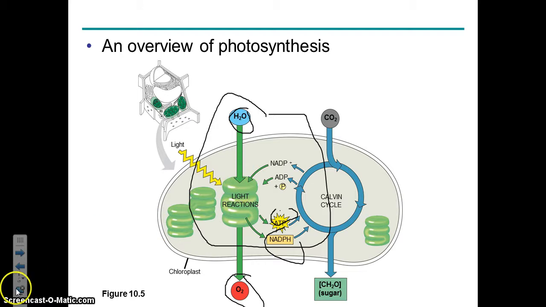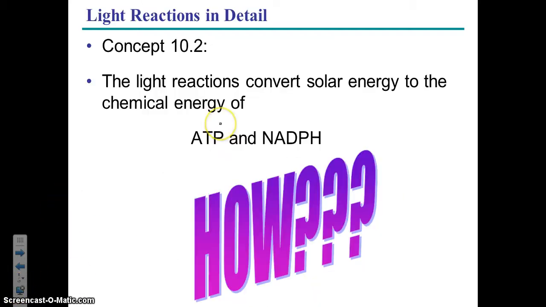And we're going to see the order in which the events occur and how they occur. The overarching idea of what the light reactions do is they take the energy of the sun, or solar energy, and convert it into the chemical energy of ATP and NADPH. If you remember anything about the light reactions, it's that we're taking the energy of light and we're going to store it in ATP and NADPH. Now, in a little bit of detail, we're going to look at how the chloroplast does this.